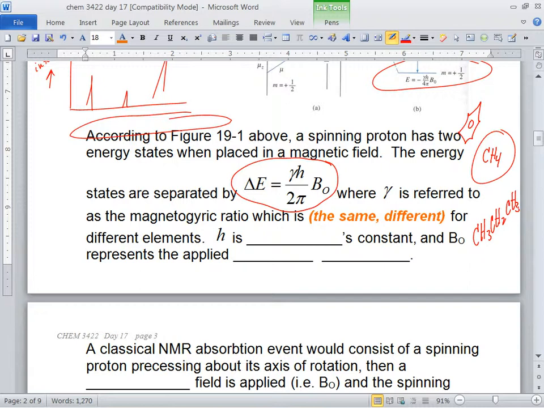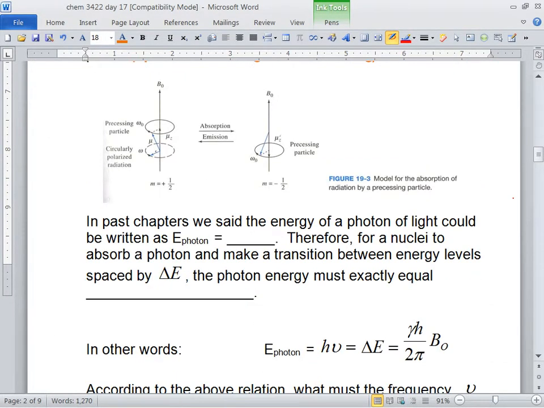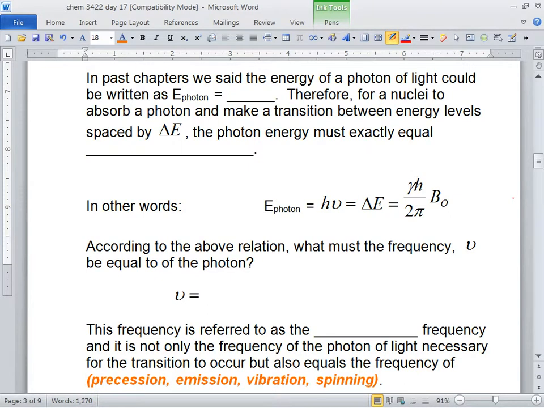Which symbol? You're right, Alyssa. B naught, that magnetic field. They all feel a different magnetic field. Even though they're all in the same sample tube, in the same instrument, CH2 is being shielded by 6 other protons and all the electrons involved. So there's this interaction going on that we started talking about, which gave rise to these different peaks.